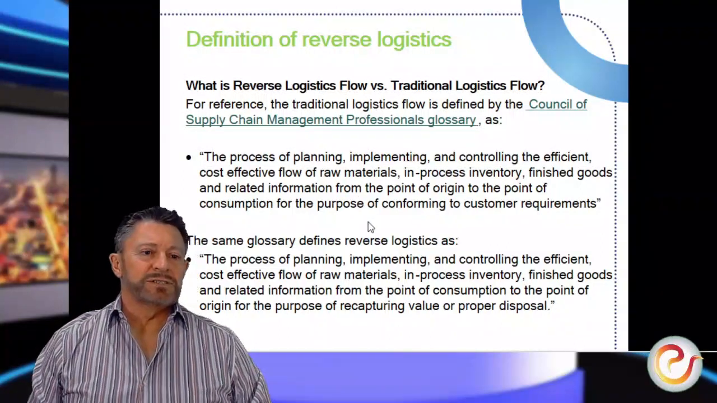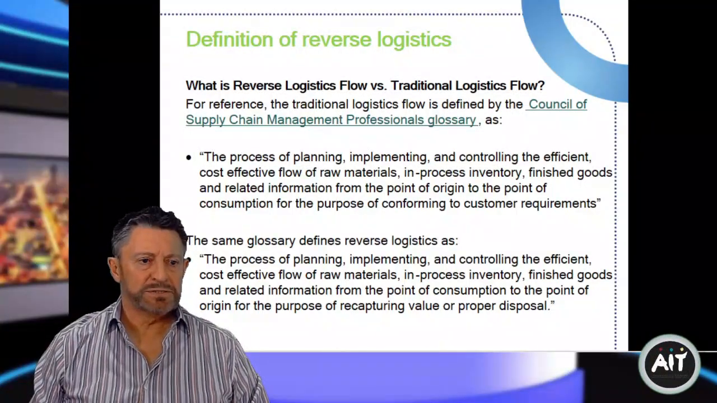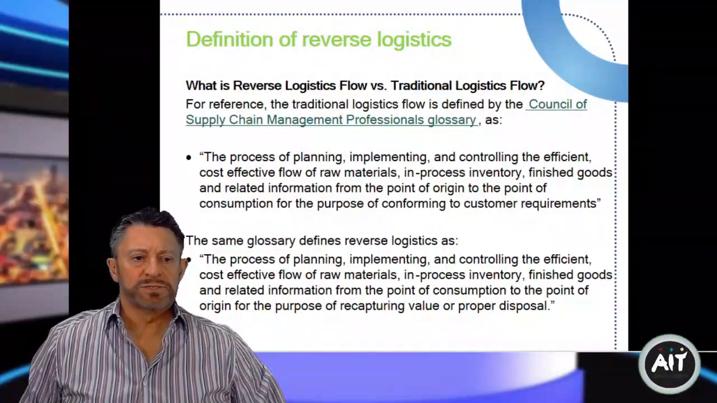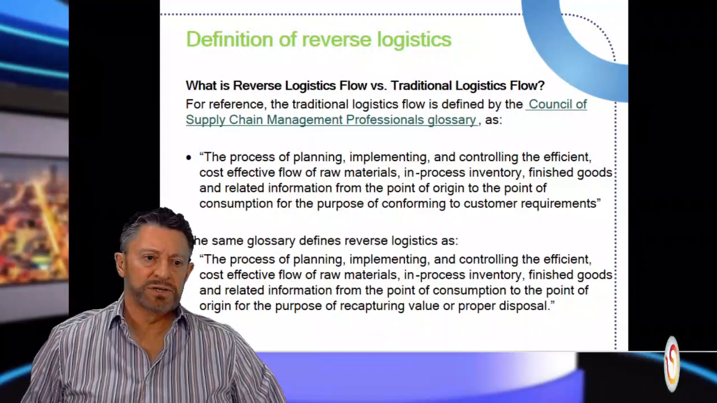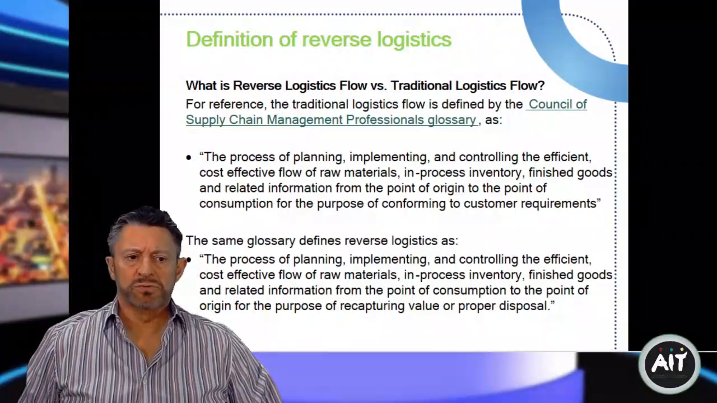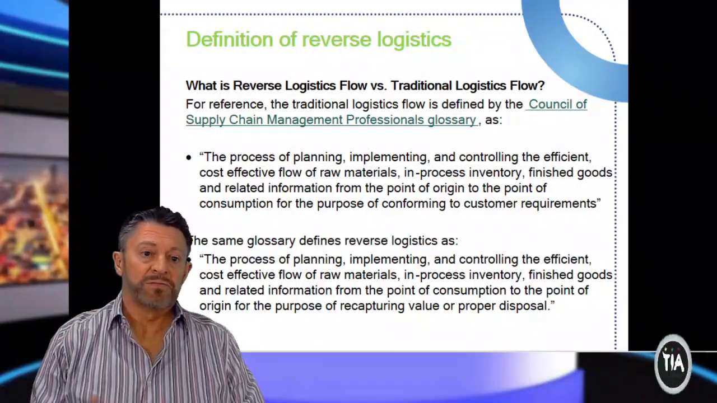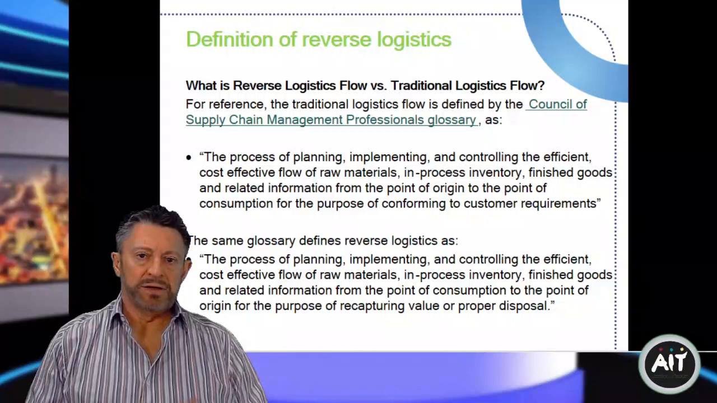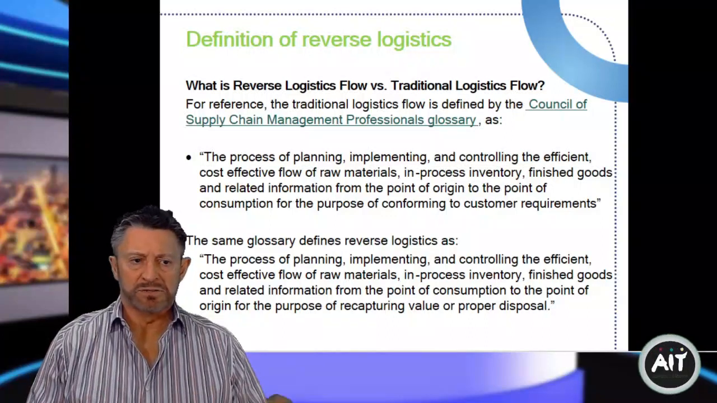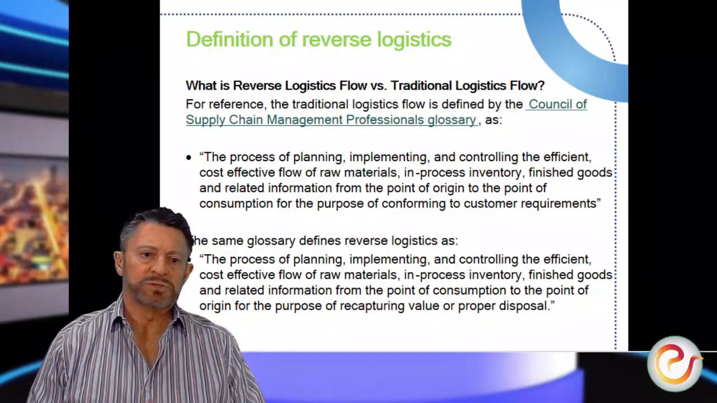Anyway, the process, looking at these definitions coming from the Council of Supply Chain Management Professionals, again part of APICS: the process of planning, implementing, controlling the efficient, cost-effective flow of raw materials, in-process inventory, finished goods, and related information from the point of origin to consumption for the purpose of conforming to consumer requirements. So you see already a little twist there in the tail, conforming to customer requirements. And obviously, if you buy electronic equipment, you buy a fridge, you pay a disposal fee and all that sort of stuff to have it taken away and disposed of. Sometimes these are passed on to consumers, other times they're not.